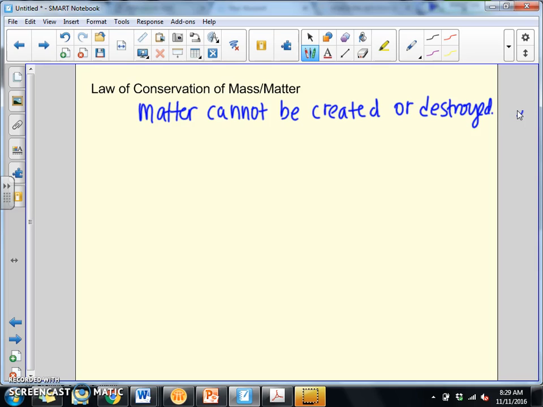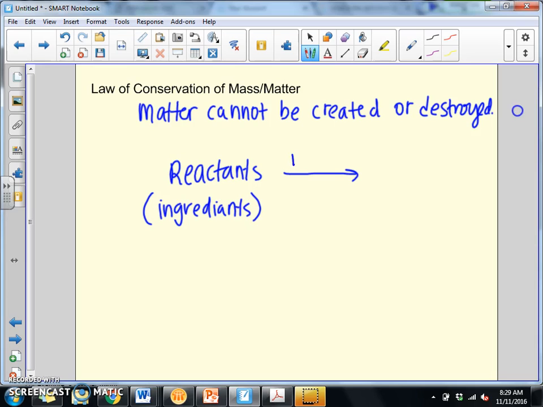And so that means in a chemical reaction, if you have your reactants, which are similar to ingredients, and then a reaction occurs, like baking, you get your products. When this happens, the mass has to stay the same if the matter is staying the same. So the mass of my reactants has to be equal to the mass of my products.